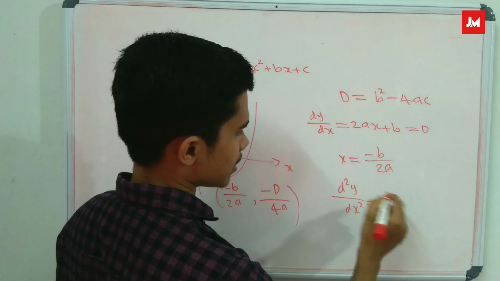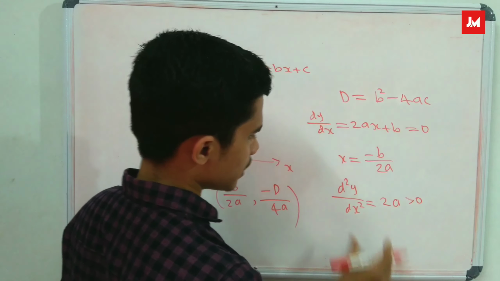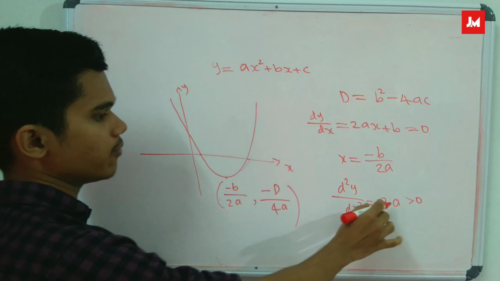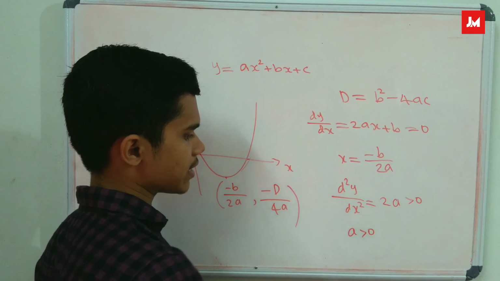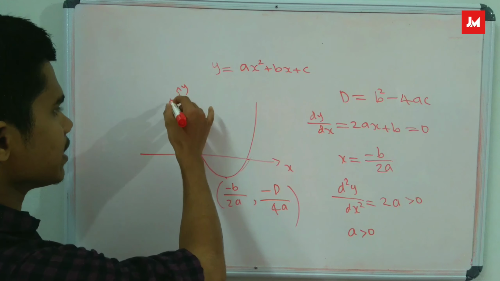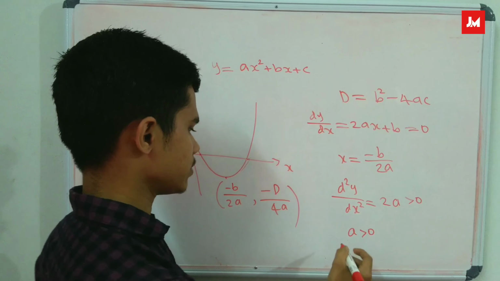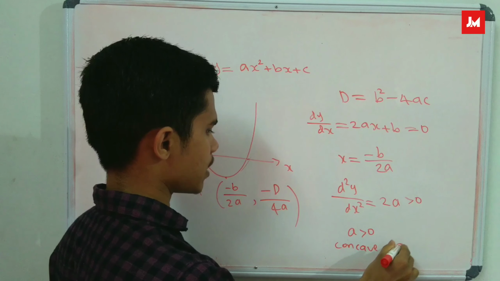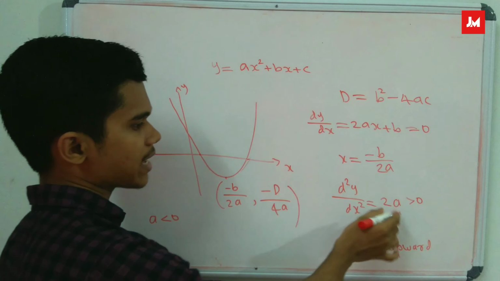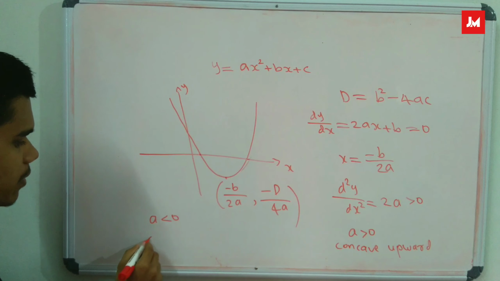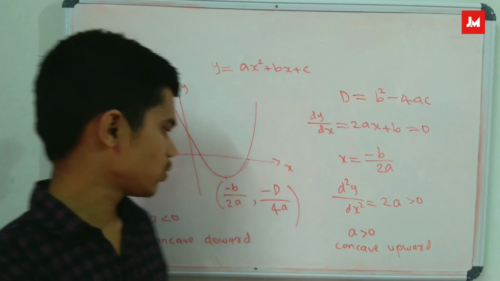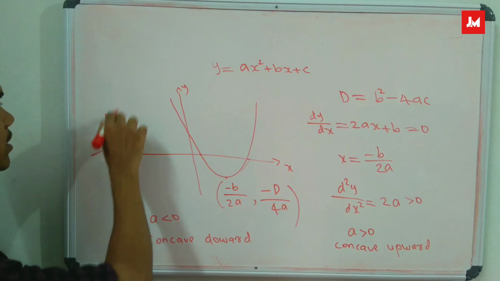If d square y by dx square, 2a, is greater than 0, then this parabola is concave upwards. Concave upward parabola. If 2a is greater than 0, it means a is greater than 0. So for a quadratic expression, if a is greater than 0, then its graph will be concave upward. And if a is less than 0, then d square y by dx square will be less than 0, and the shape of the parabola will be concave downward.